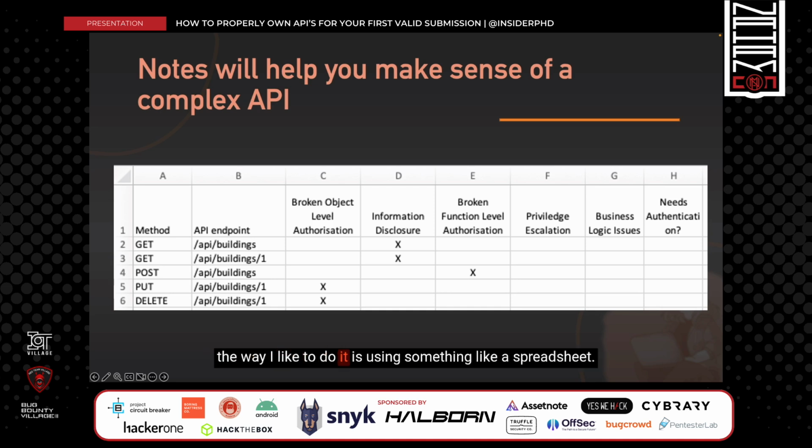And the way I like to do it is using something like a spreadsheet. So I will have the method, the endpoint, and then the vulnerabilities that I'm looking at. Though, to be honest, broken function level authorization and privilege escalation in this case are the same. But looking at something like this, where you can break down tests on each individual endpoint, can be huge for, one, helping you make sense of a complex API, and two, actually working out what you've tested before.